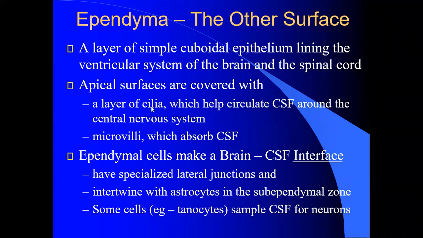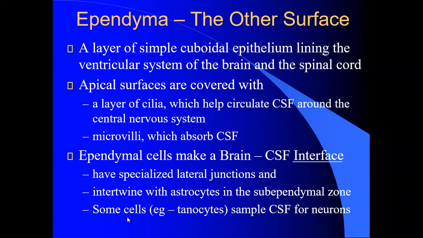Cilia are long structures. They are about 10 microns long. Microvilli are only about 1 micron long. So you're not going to have trouble separating these two. When we get good histology, we're going to see them as very different. The ependymal cells, okay, are going to make a brain CSF interface. We're going to have specialized lateral junctions for the epithelium.